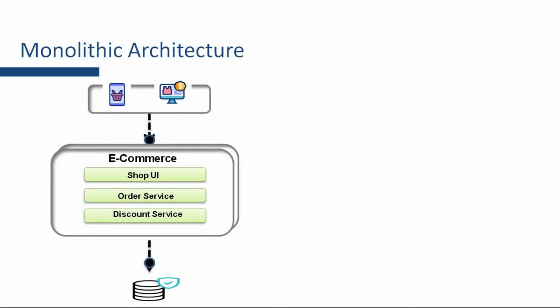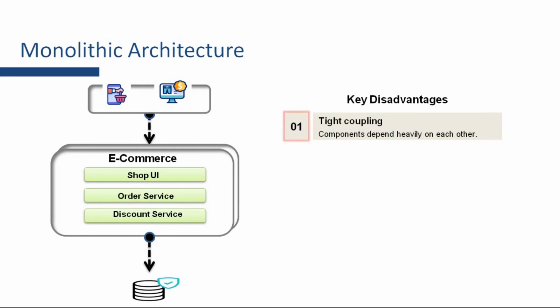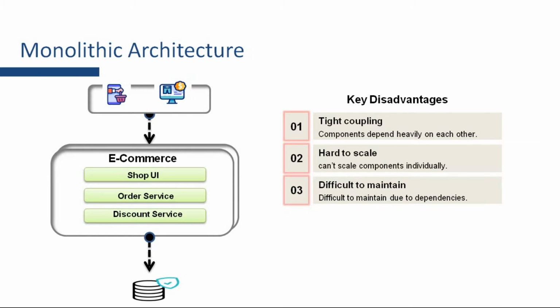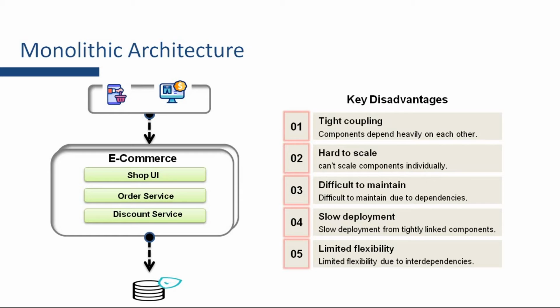Monolithic applications come with several key disadvantages. First, there is tight coupling. All modules are connected, so a change in one area can impact everything. Second, they are hard to scale. You can't scale just one feature. You have to scale the whole app. Third, they become difficult to maintain. As the code base grows, it gets more complex and harder to manage. Fourth, deployment is slow and risky. Even a small change means rebuilding and redeploying the entire application. And finally, there is limited flexibility. It's tough to adopt new technologies without affecting the whole system.